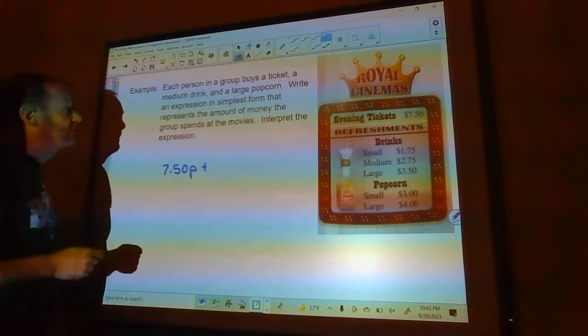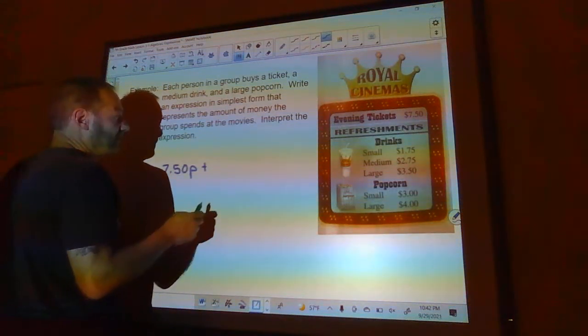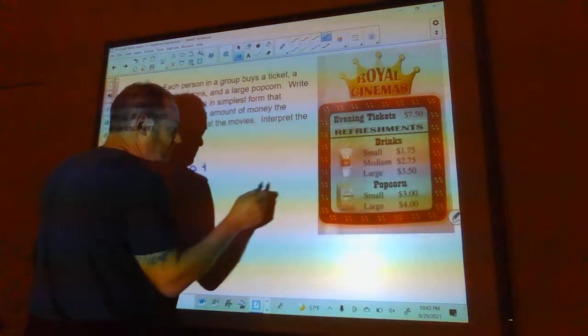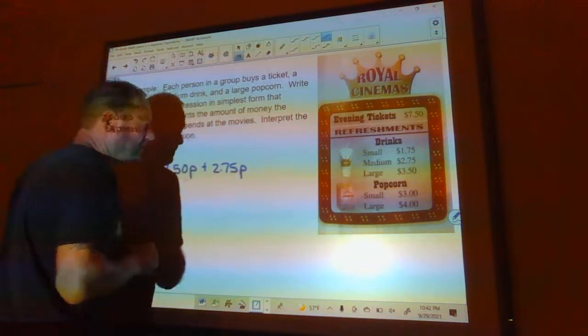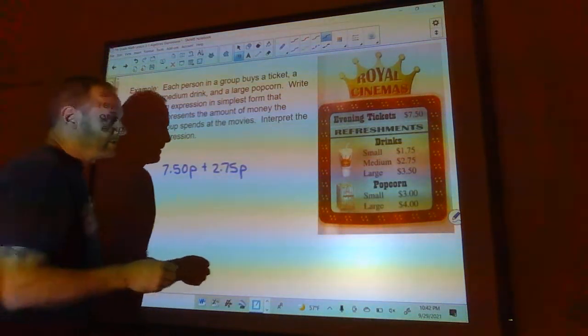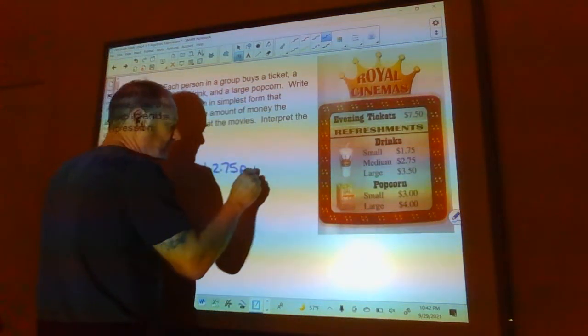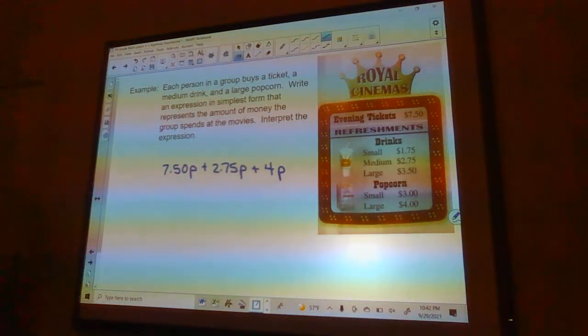Plus, they each buy a medium drink. Well, that's the same number of people, so that's still P. The medium drink is $2.75, so 2.75 times P. They each buy a large popcorn. The large popcorn is $4, so that's plus 4P. So there's my expression.